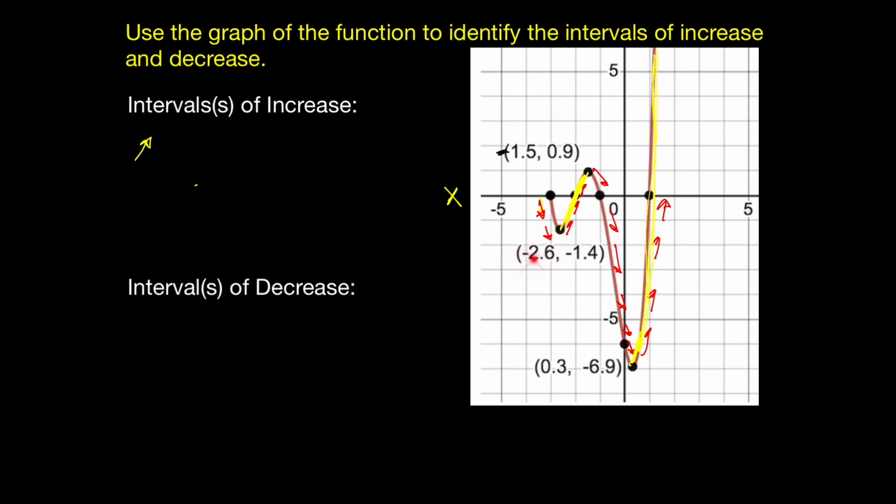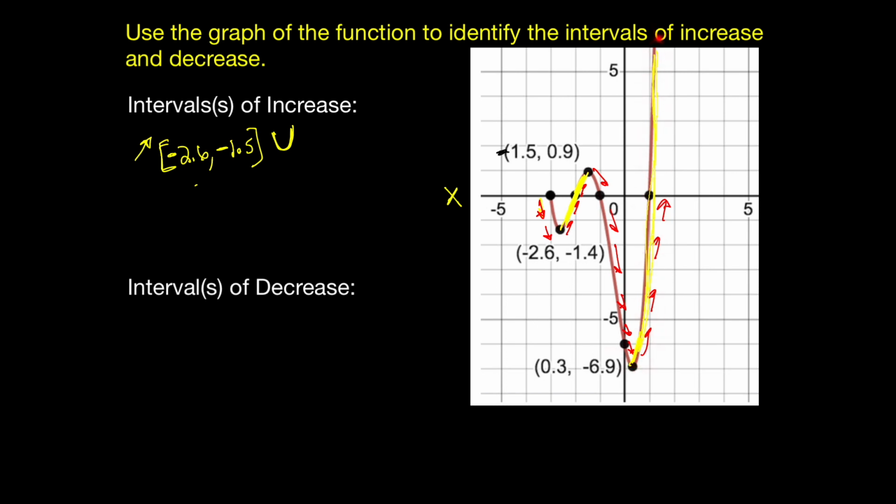My first interval is going to be from negative 2.6 all the way to negative 1.5. I'm going to include both values, so I'm going to use brackets. Negative 2.6 all the way up to negative 1.5. That's my first interval. Now, whenever you have two or more separate intervals, you're going to use this notation or this symbol, which is an upside down U for union.